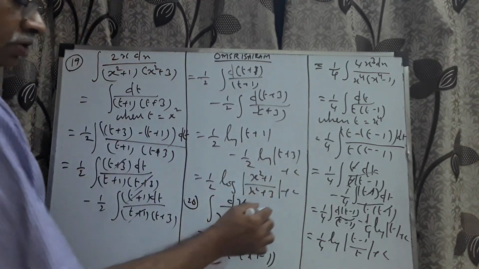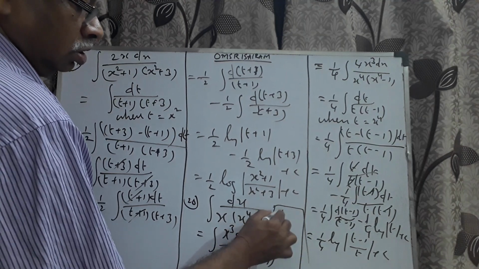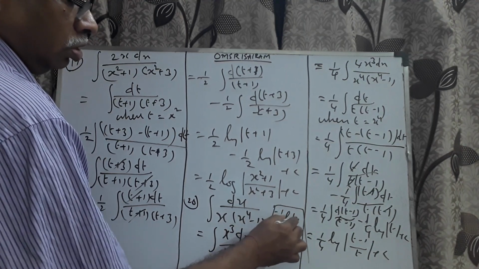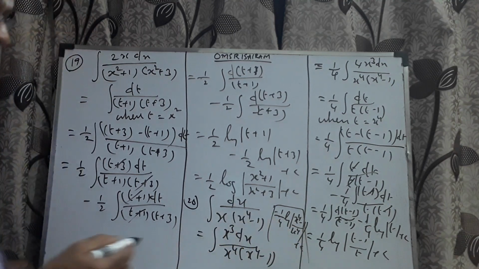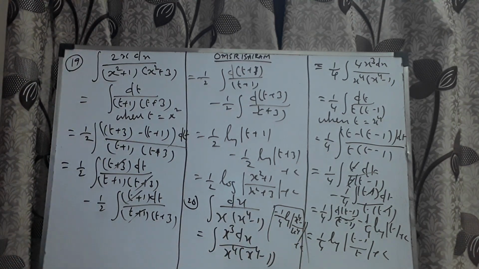I'll just write the final answer over here. This is 1 by 4 log mod x power 4 minus 1 by x power 4 plus c will be the final answer. It is not at all difficult to follow. Let me explain once again.